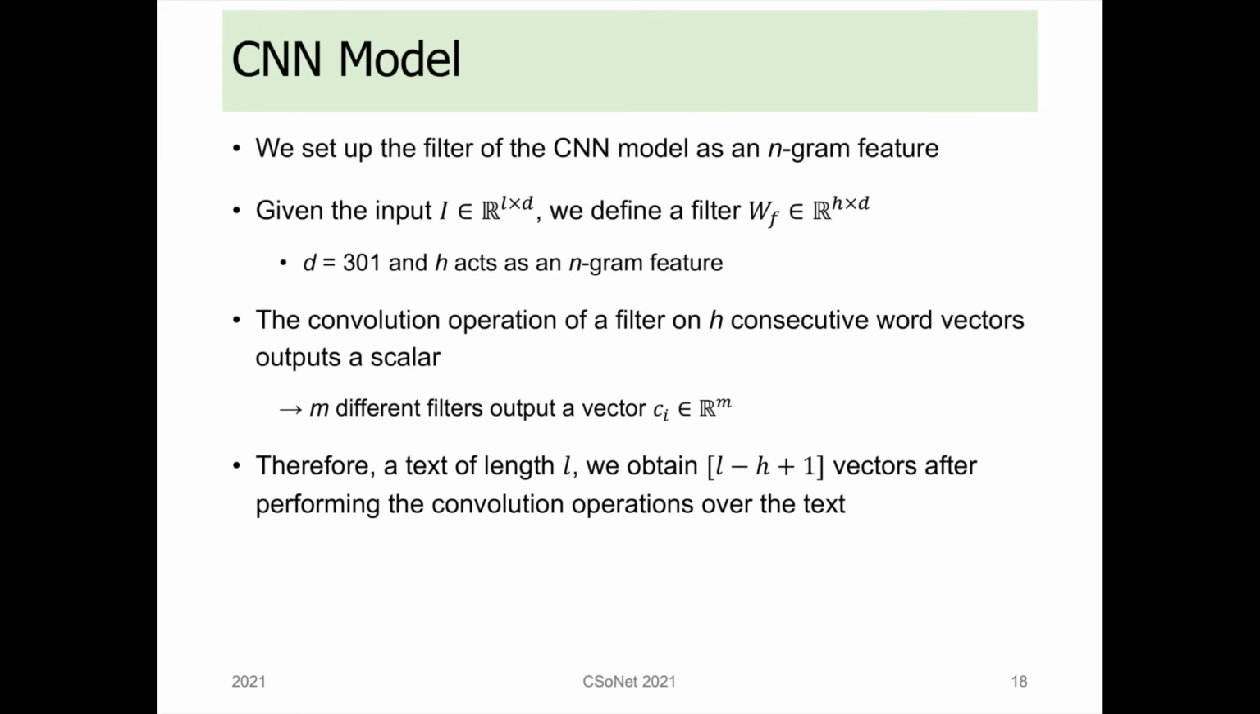For the CNN model, we set up the filter of the CNN model as an n-gram feature. Given the input I, we define a filter W with H rows and D columns, where D is 301 and H acts as an n-gram feature. The convolution operation of a filter on H consecutive word vectors outputs a scalar value. Therefore, employing M different filters outputs a vector C with M dimensions. In general, given a text of length L, we obtain L minus H plus 1 vectors after performing the convolution operation over the text.